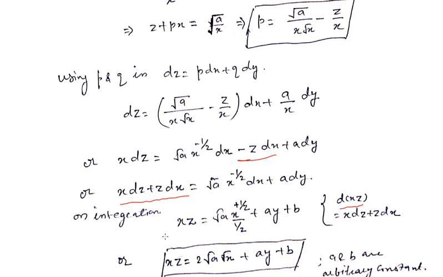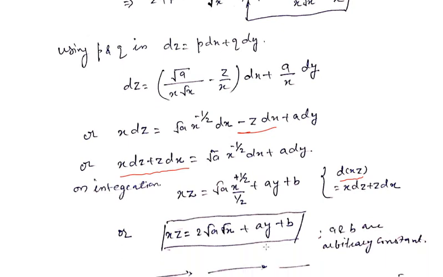Now we will integrate it. We get the integration of x dz plus z dx, which is xz, equals the integration of root a x raised to power minus half, which is x raised to power half upon half, plus ay plus b. And when we solve it, we get xz equals twice root a root x plus ay plus b. Here a and b are arbitrary constants. Thank you.